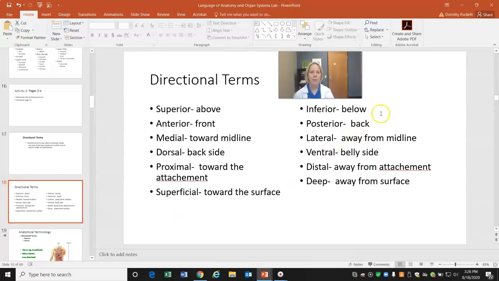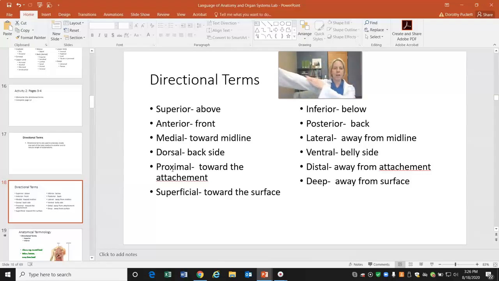The directional terms we want to look at are superior, which means above, inferior, meaning below, anterior, meaning toward the front of, and posterior, toward the back of, medial, toward the midline of the body, and lateral, away from the midline, so the shoulders would be lateral, dorsal, backside, so that would be the same as posterior in the human, and ventral, belly side, which would be the same as anterior in a human, proximal, meaning toward the attachment.